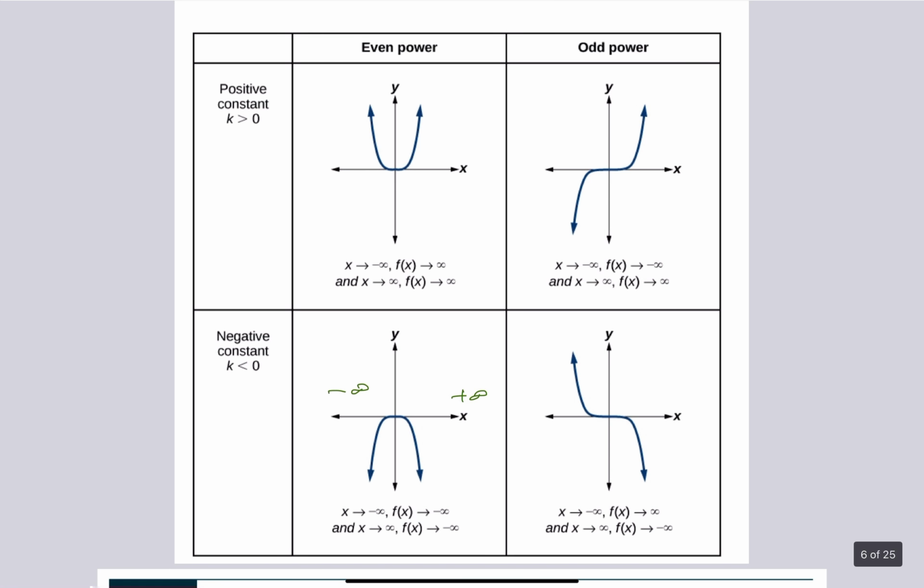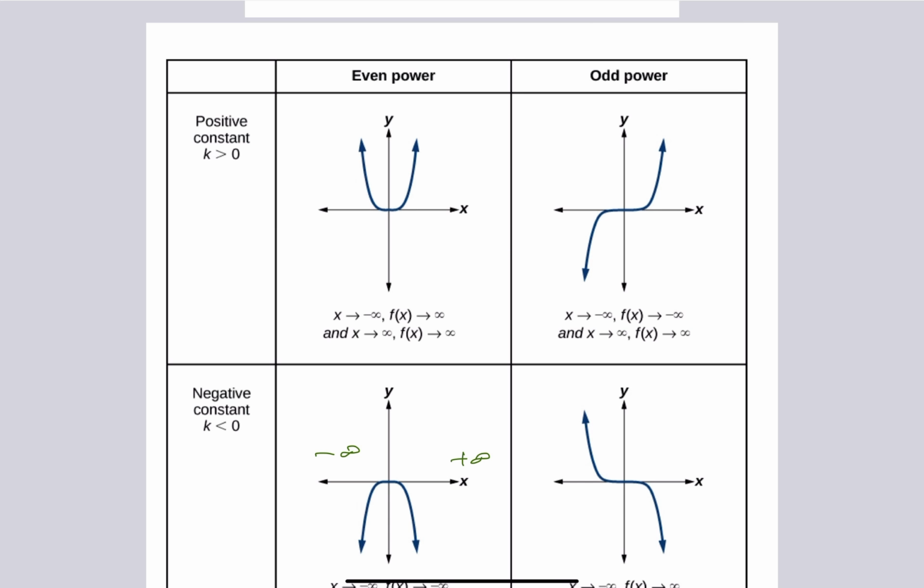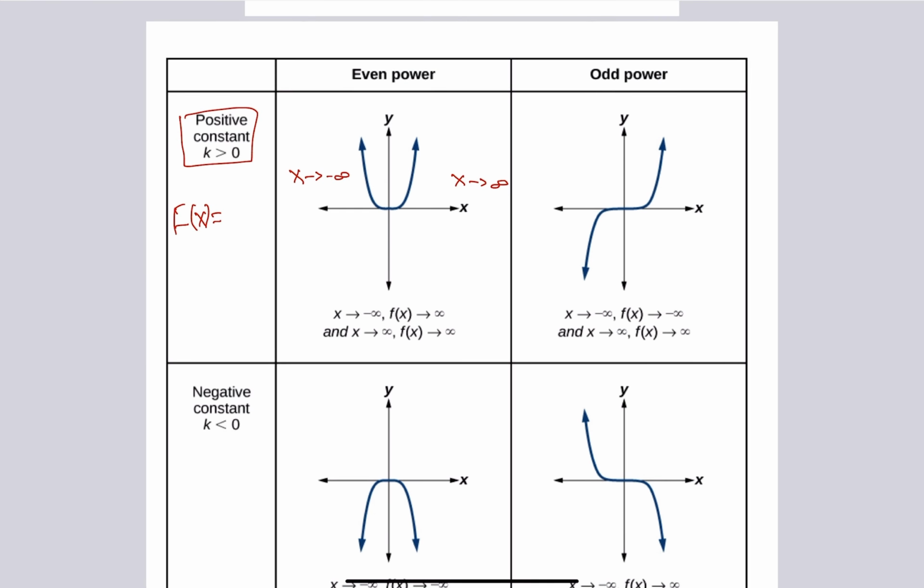Okay, now let's understand the end behavior of power functions. Now, what do I mean by the word end behavior? It means that when x tends to negative infinity and when x tends to infinity, what happens to a function? Now, they're telling us with this that k is positive. So let's form a function where k is positive. Let's assume that k equals 1. Remember, it's kx^p. So if k is 1, I'm just going to write down 1.